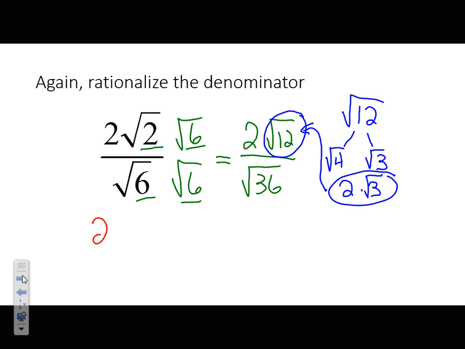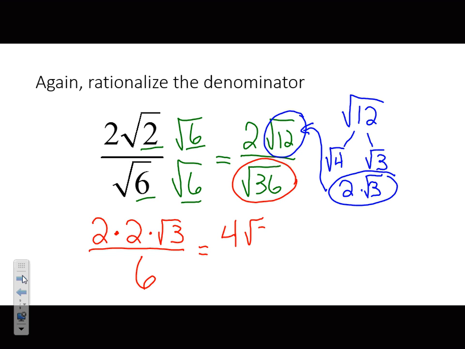So I'm going to rewrite that for us. We're going to have 2 times the square root of 3 all over square root of 36, which is a perfect square. The perfect square of 36 is 6. Now 2 times 2 equals 4 square roots of 3 all over 6.